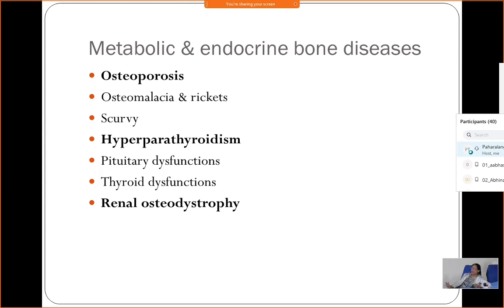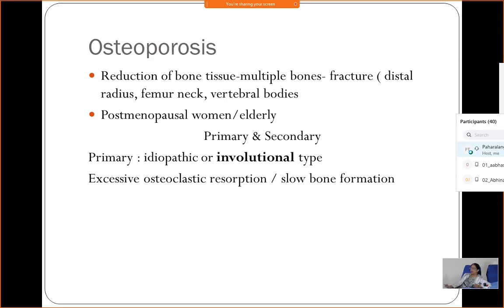So the most important disease here is osteoporosis. Almost 30 to 40% of the population suffers from osteoporosis, and we may come with a fracture of the bone at any time in life. So what is osteoporosis? Basically it means there is a reduction in bone mass, or reduction of bone tissue, and it involves multiple bones, and because of the reduction of bone mass, there is a risk of fracture. And where does fracture normally happen? Mainly in the distal radius, the neck of the femur, and also compression fractures of the vertebral bodies.